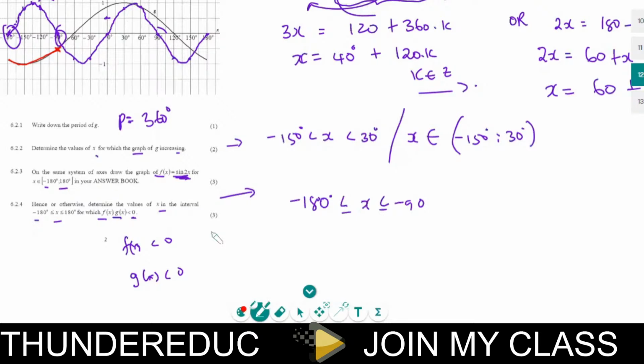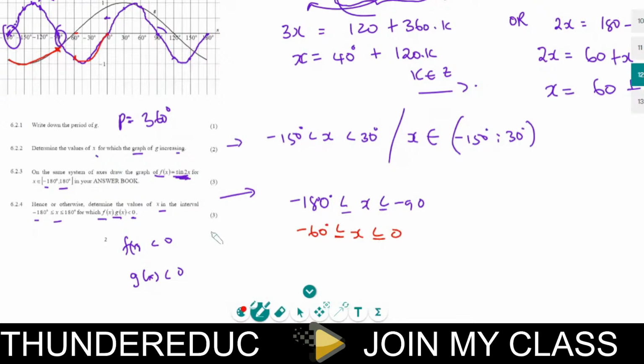Then from 60, g is on top at 0, but f is below. So between negative 60 and 0, there's a graph that is below. So that is going to be negative 60 is less or equal to x is less or equal to 0. There's another section of the graph that is below 0.